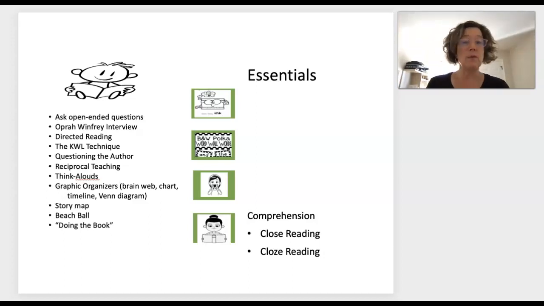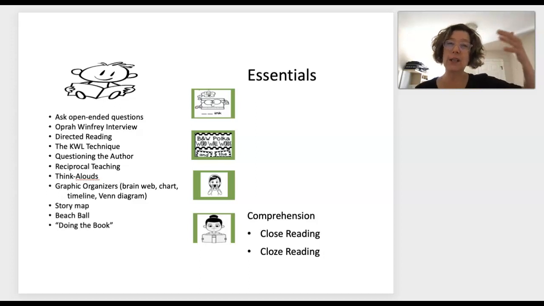KWL. So what do you know? What do you want to know? What did you actually learn at the end of the time together? So before reading expository texts, they brainstorm about what they know about the topic. They decide what they want to learn, and then after reading it, they put down what they learned. So again, it's a good indicator of the comprehension level.